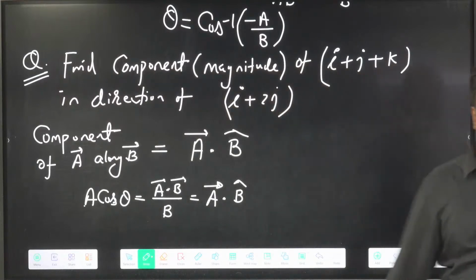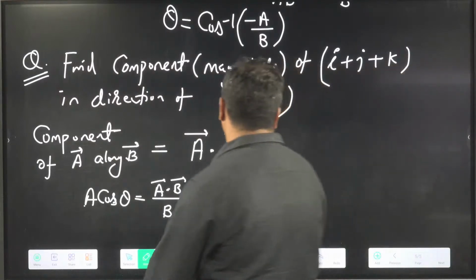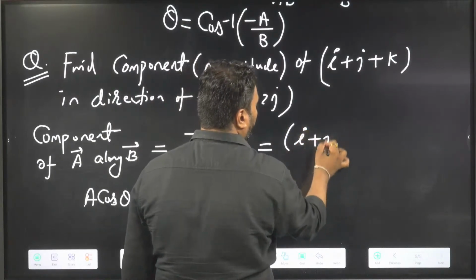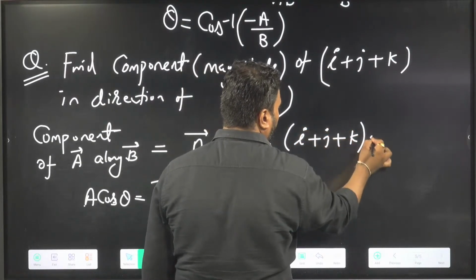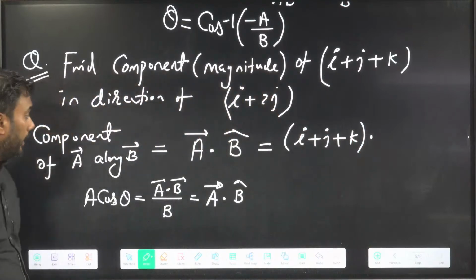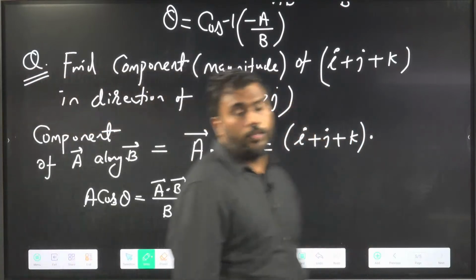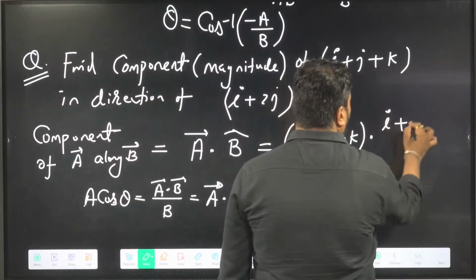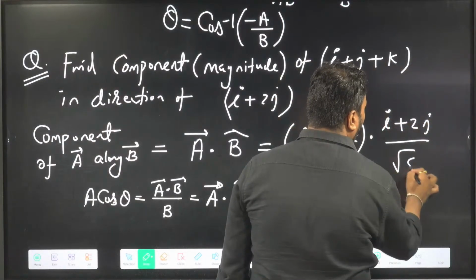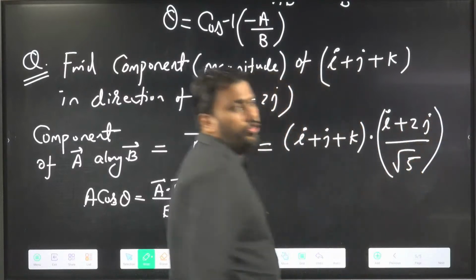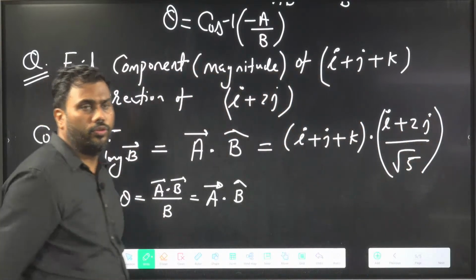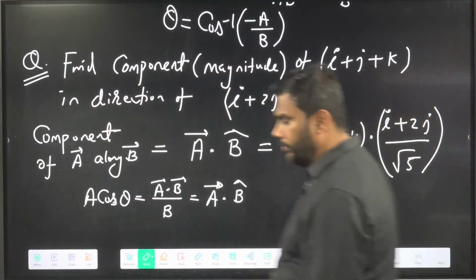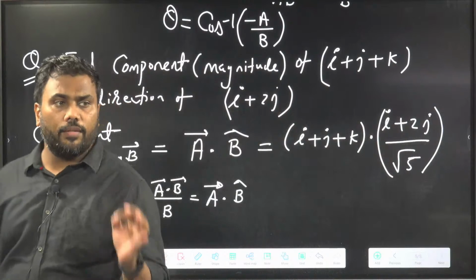So now use the formula and solve the question. I want the component of this i plus j plus k in the direction of i plus 2j. For direction, I will take the unit vector: i plus 2j divided by root 5. To get a unit vector, we divide a vector by its magnitude.